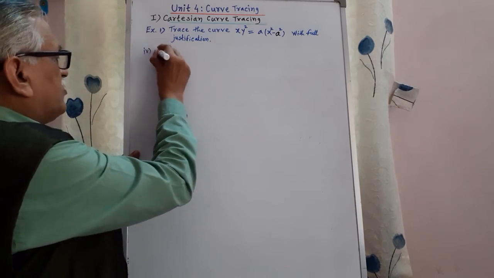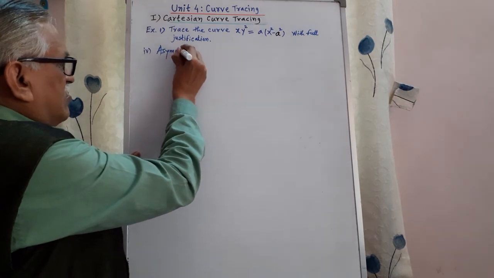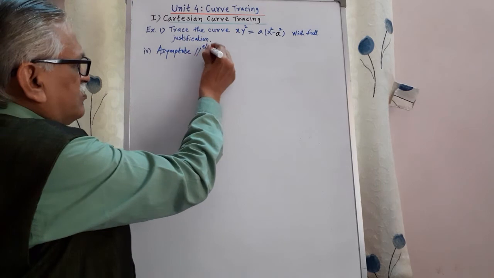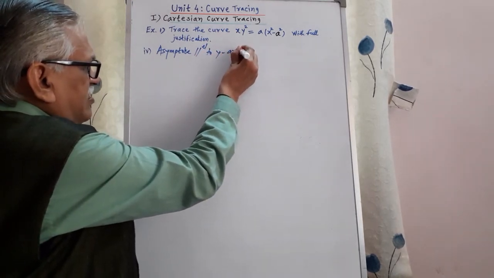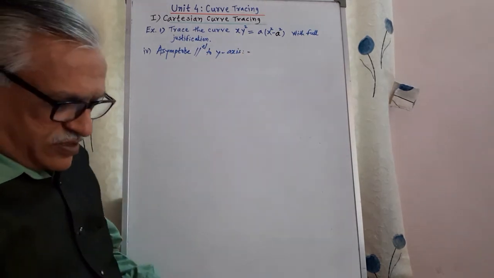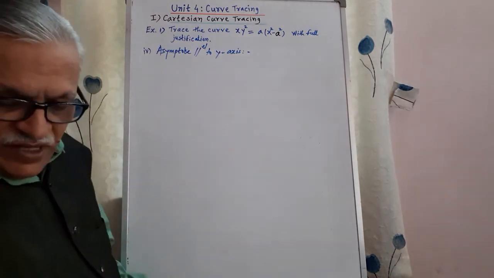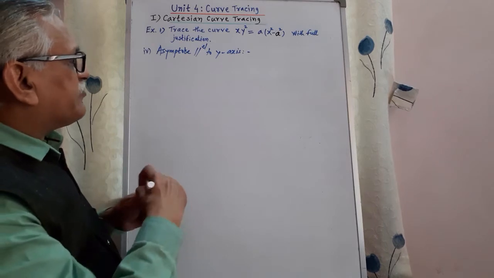Point number 4, asymptote parallel to the y-axis here, as the curve is symmetrical about the x-axis. If any asymptote exists, it must be parallel to the y-axis only. And therefore, following the procedure, find the highest degree term in y.